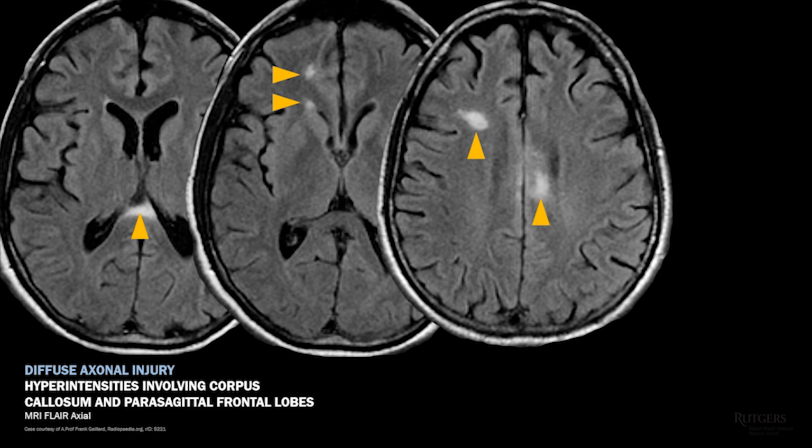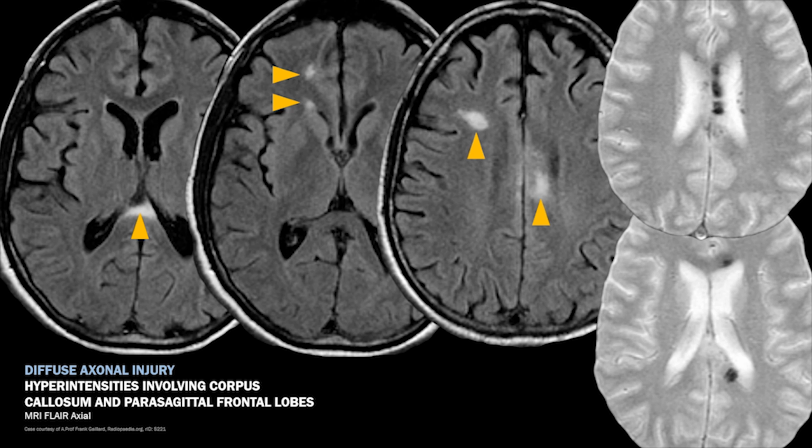To really make the diagnosis, though, we need to see blood. So the last two images are a gradient echo, GRE, axial cut. GRE is a specific sequence that's tuned to pick up hemosiderin, which is to say blood. And here you see several areas of susceptibility, dark spots, that correspond to microhemorrhages in the white matter.